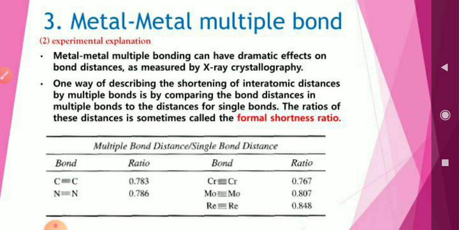Now here, the triple bond in chromium has a ratio of 0.767. The metal quintuple bond in Mo is 0.807, and the four bonds between Re metals give 0.848. So as the pi bonding increases, the metal-metal interaction ratio increases.